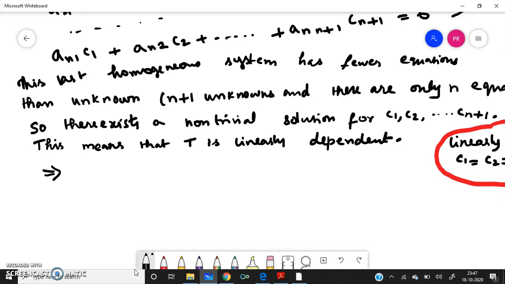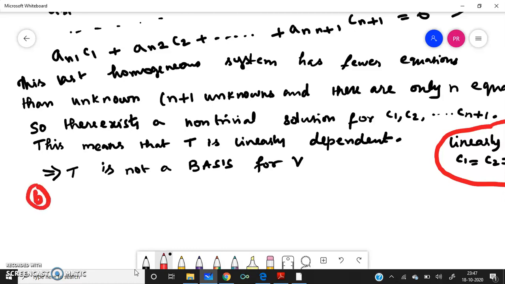Okay, now the B part, which implies T contains n plus 1 vectors, so T is not a basis for V. Now we have to show the B1 part. We have taken n plus 1 vectors, no? Now we have to take one lesser, n minus 1 vectors.